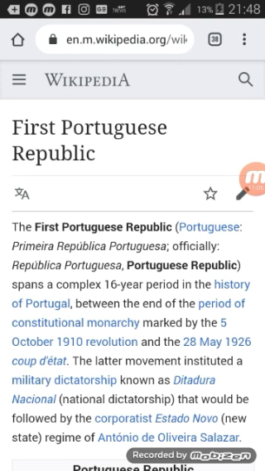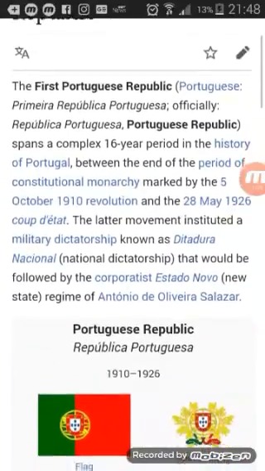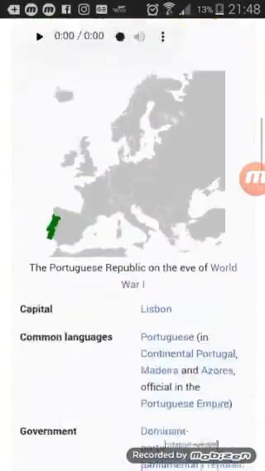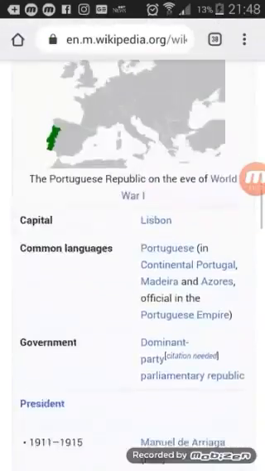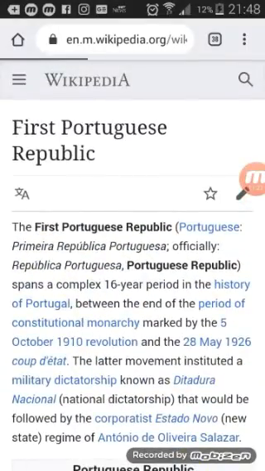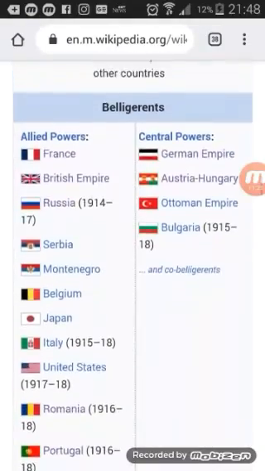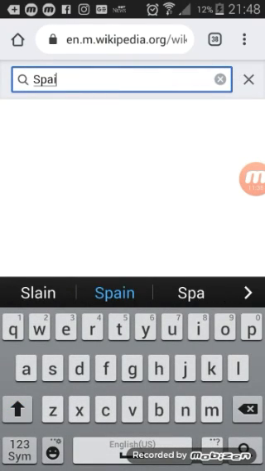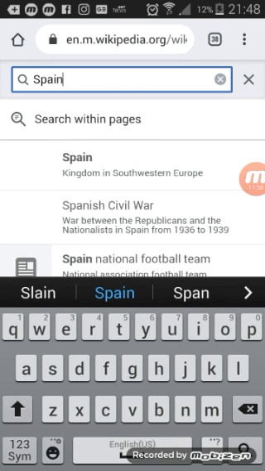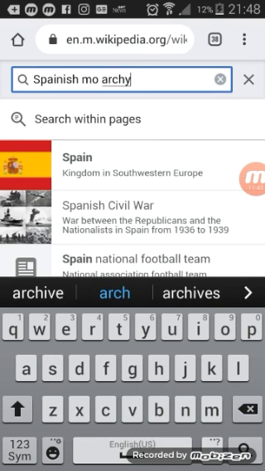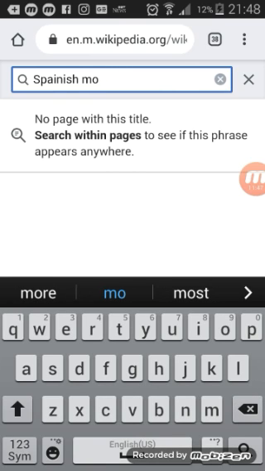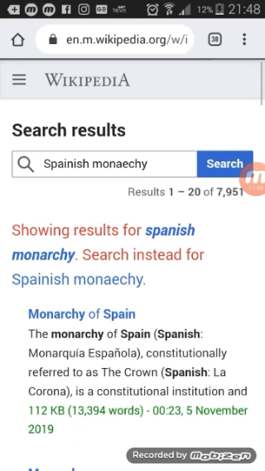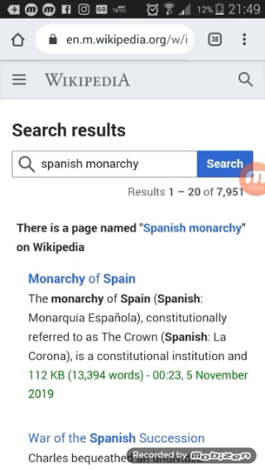So I haven't seen the link between the Portuguese monarchy yet, or the Spanish. So there's a president then. Spain. The screen's cracked here, so it's very difficult to see, especially with subliminal. So it always asks, did you mean, constant typos?